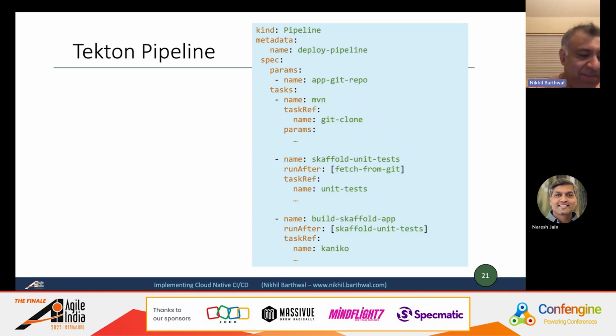So this is an example of a Tekton pipeline, right? You have some metadata, you have some tasks, you have some parameters, and you have these steps. Define runAfter because you have to specify the dependency, because it's a directed acyclic graph of tasks. Everything is specified in YAML.